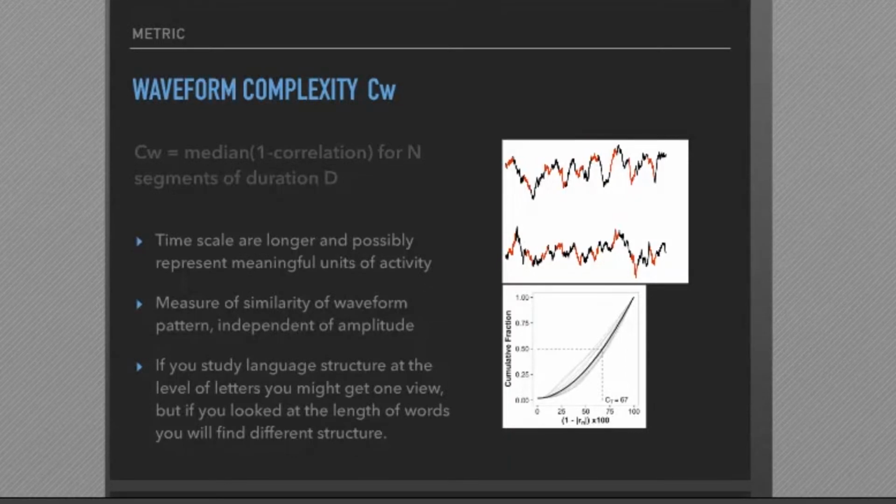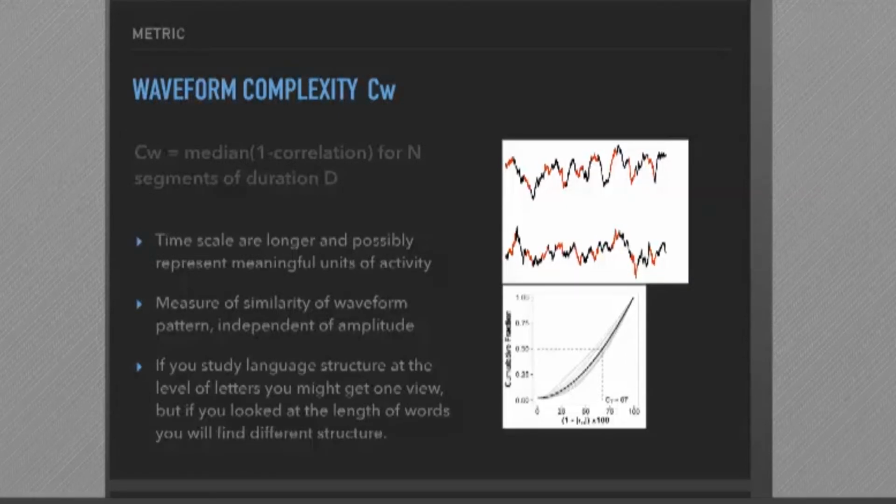We look at 500 to 750 milliseconds, which represent time scales of human perception. And another thing, because we're using correlation instead of distance to measure similarity between waveforms, the shape of the waveform becomes important to this measure, right? And it's independent of the amplitude.